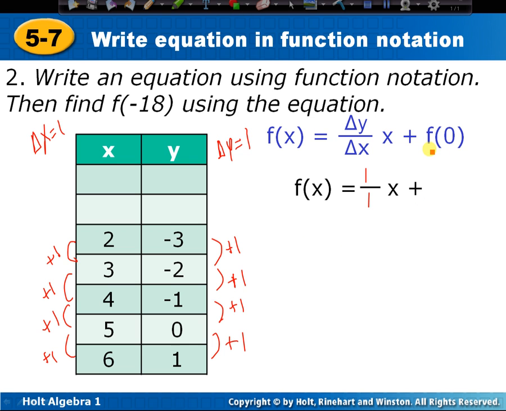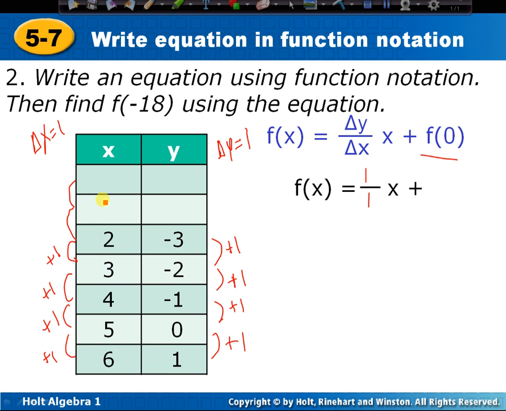But now I have my f of 0. In order to find my f of 0, I simply have to look back at the table and find where x equals 0. The problem here is that I don't have x equals 0 anywhere on my table. So I have to fill in the blanks to get to the point where I know what y is when x equals 0. So I'm adding 1 each time.